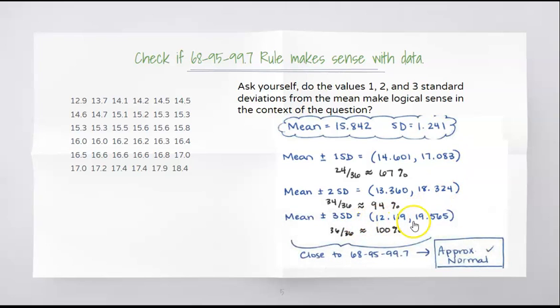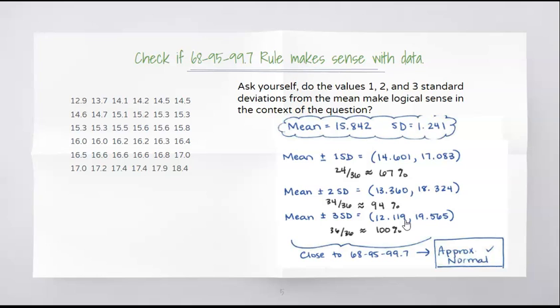And then lastly, if I do 3 standard deviations, that brings me to 12.19 and then 19.565. Again, I look at my data. How much of my data falls within that range? Well, all of them do. So that's 100%.